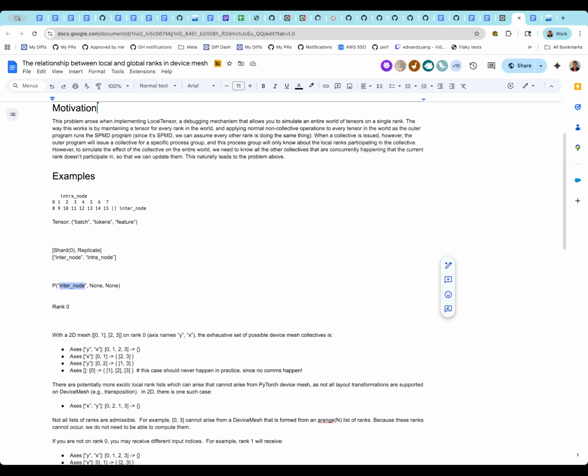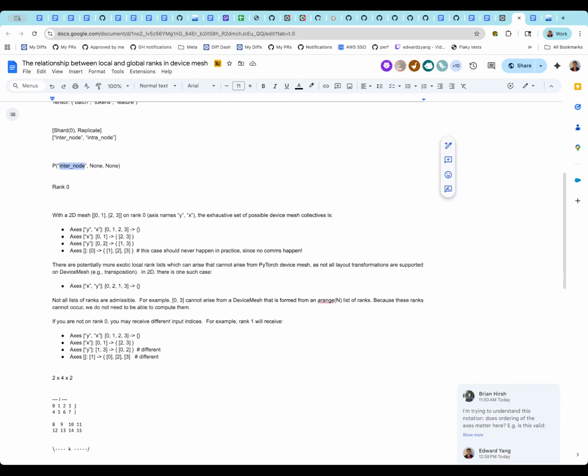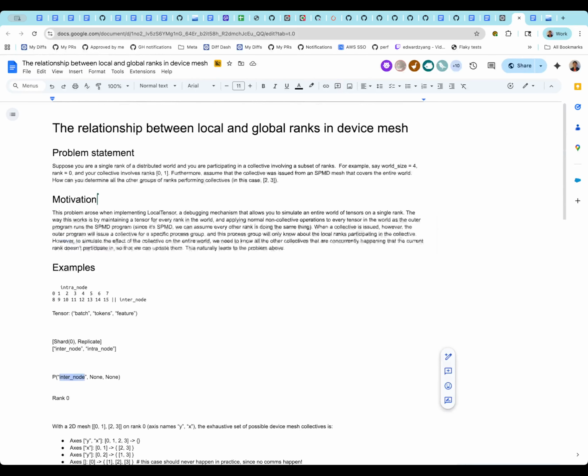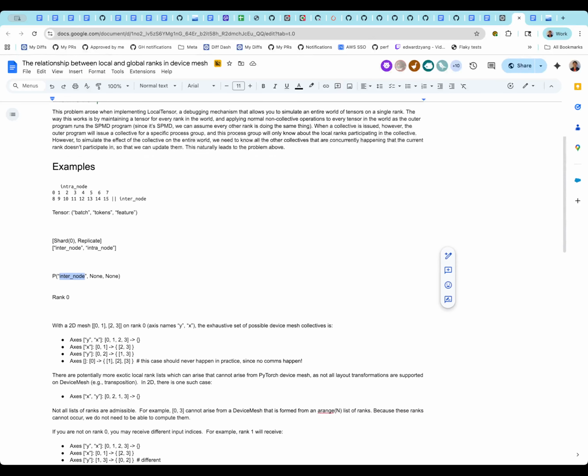Okay, so I want to make a point about pipeline parallelism and submeshes and things like that. Actually, no, I don't. I want to answer more questions. Let's go through some other business.